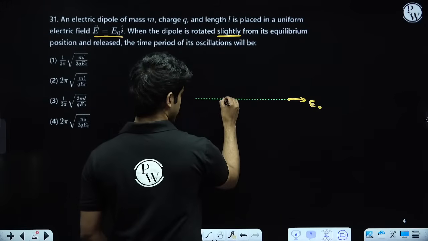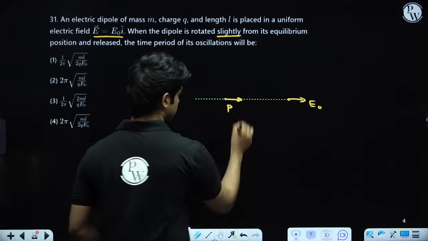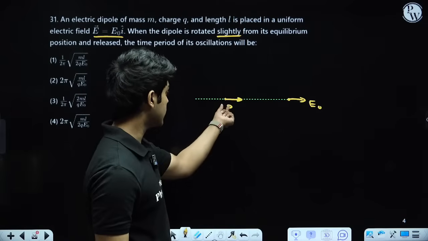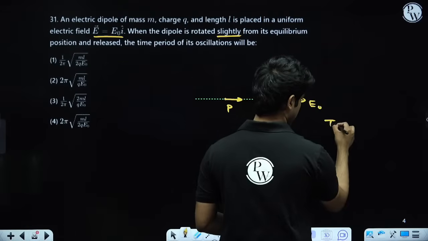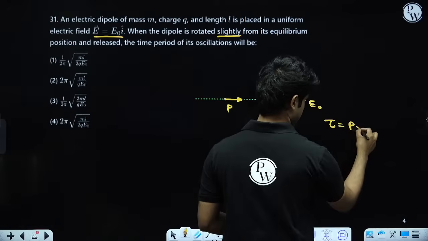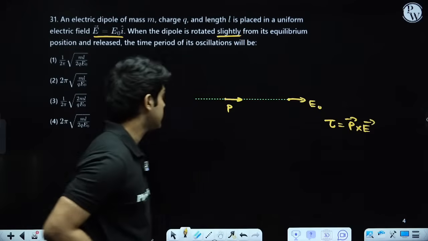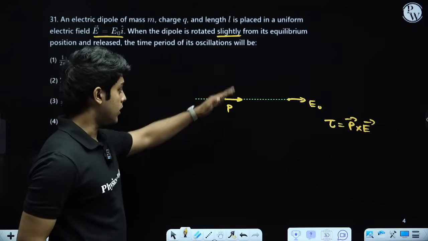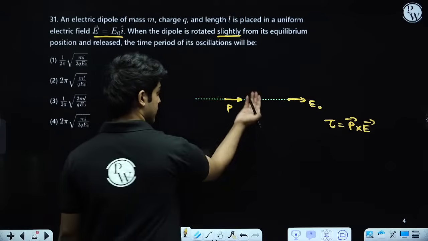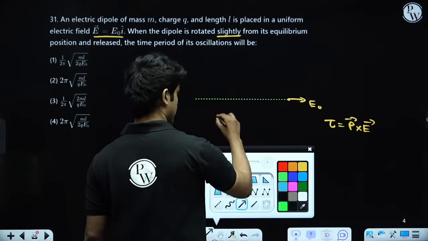The equilibrium position of the dipole will be along the x direction itself, right? Because you can think in terms of the torque formula, right? The torque acting on a dipole is P cross E. So if P and E are parallel, net torque is 0 and it's in equilibrium. So from this equilibrium position, we rotate the dipole a little bit by a small angle theta. Okay, so I'm zooming in on the dipole just to make the diagram easier to understand.